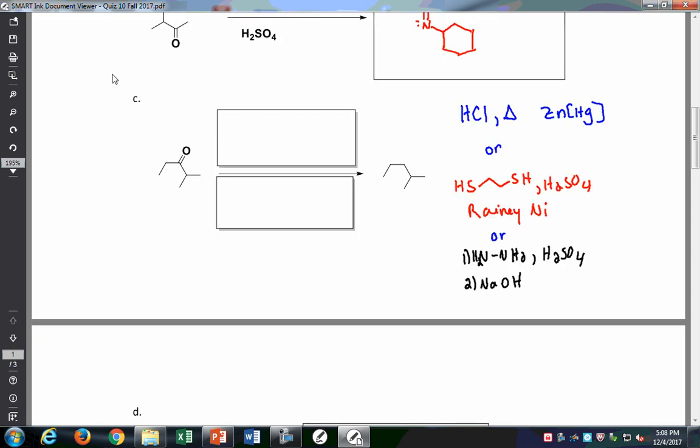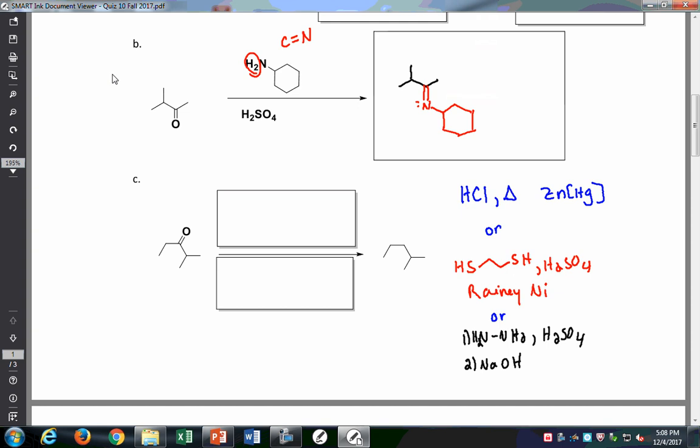Even if it's attached to a benzene ring? Yes. In fact, they all work if it's attached to a benzene ring. The HCl, heat, and zinc and mercury work a little bit better when it's attached to a benzene ring, but all 3 of these routes would work. And I would accept any of them for this answer.